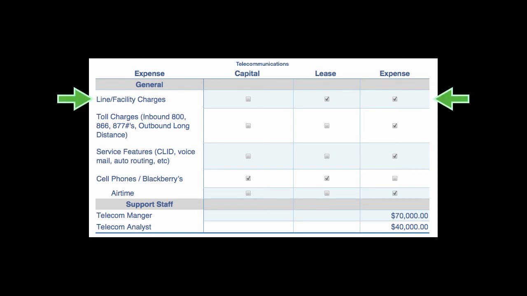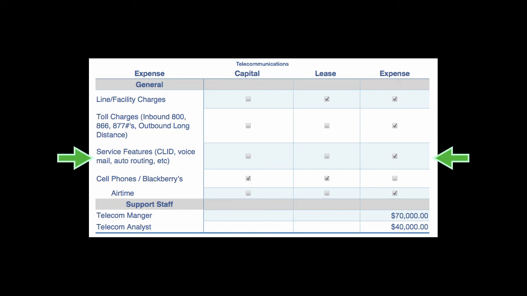Now, telecommunications, line and facility charges. So this is the physical lines coming into your building, supplied to you by your telephone company or telecom provider. So you've got that initial charge. Then you also have to consider you're going to have toll charges. If you provide your customers with a toll-free service to contact you, then there are typically charges associated with the minutes that get used up on those toll-free lines. So you need to account for that. And then of course you've got some outbound long distance charges that you need to account for as well.